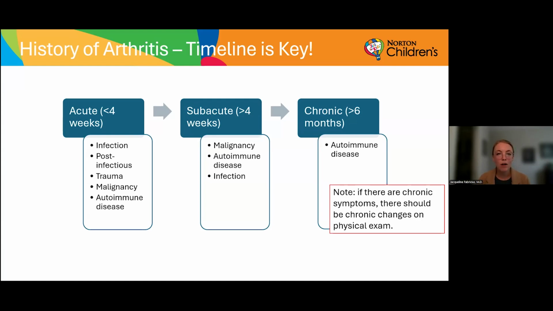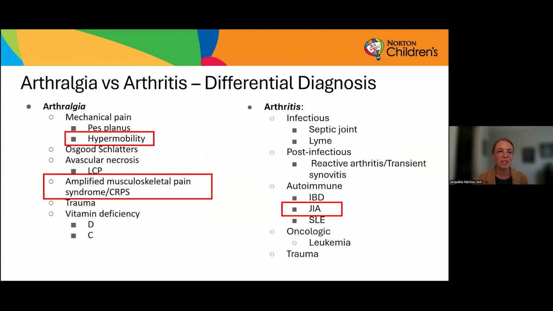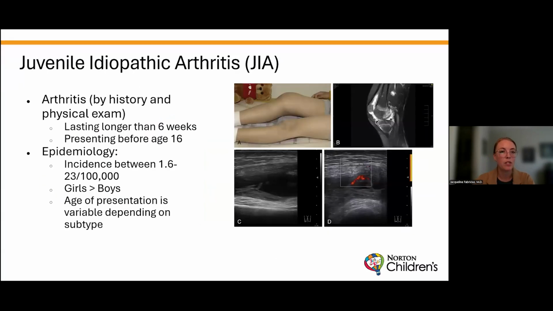And if there are chronic complaints of pain but a normal physical exam, so if pain has been going on for more than 6 months and the physical exam is normal, that is very reassuring against everything on this slide. Okay. So today I am going to talk about a few specific diagnoses that are commonly referred to rheumatology for joint pain. And I'm going to start with juvenile idiopathic arthritis.